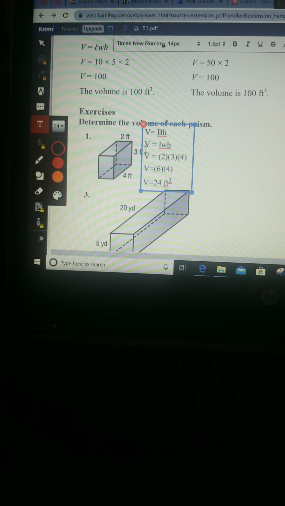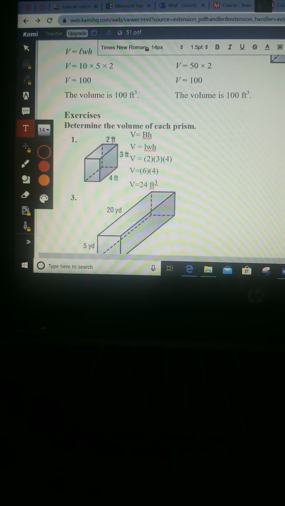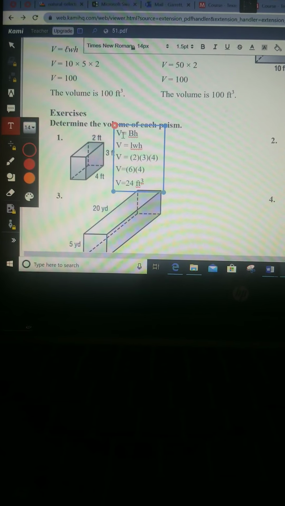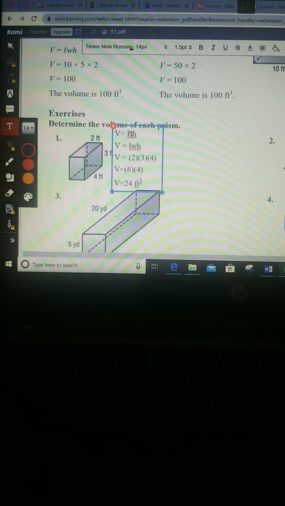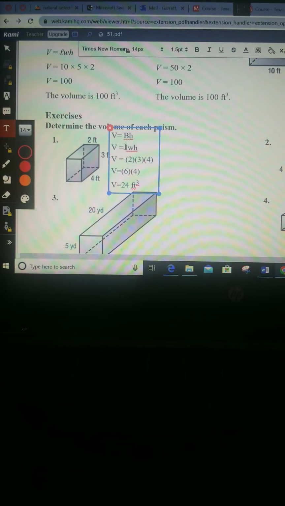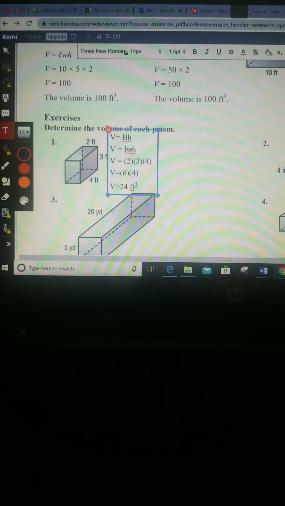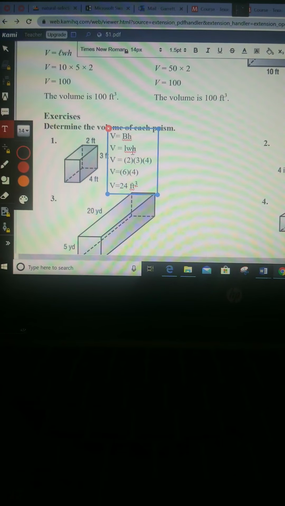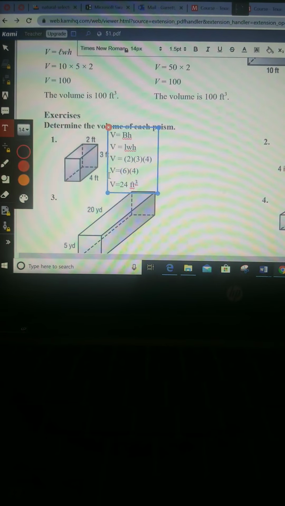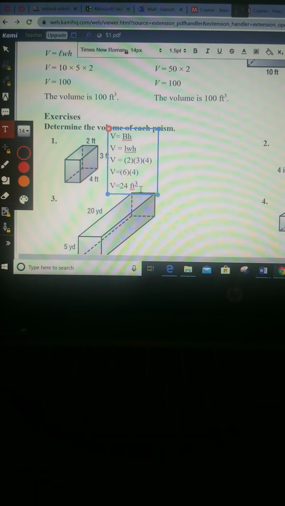So if you look at this example here, this is a 4 by 3 by 2. Area of the base times the height is your volume. If I substitute that big B for the area of the base, which is a rectangle, I use length times width in order to find the area of that base, and then I multiply it by the height. So I have 2 times 3 times 4. 2 times 3 is 6, times 4 is 24 feet cubed.